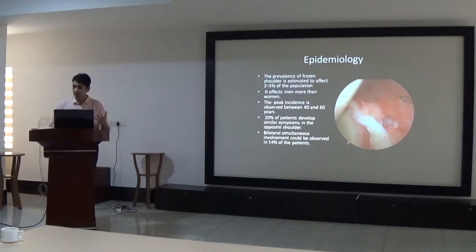But it is not the only thing that can cause frozen shoulder. Even in the primary type, where there is no trauma before or any infection in the shoulder, there are 60% of patients who will not have diabetes or hypertension, still they will have frozen shoulder. So it is closely associated but not the only cause.